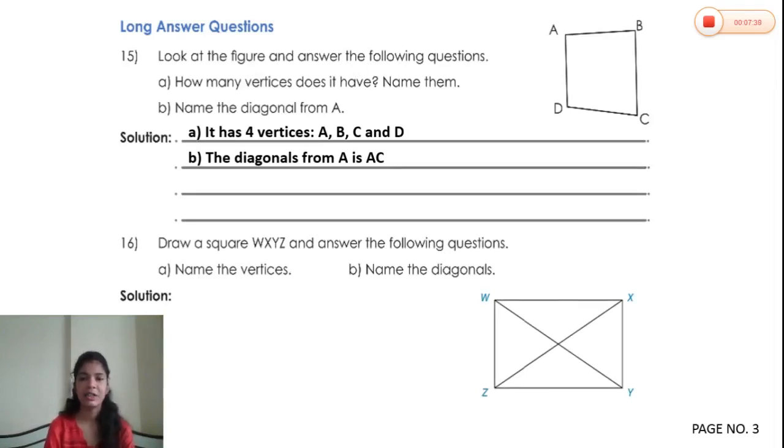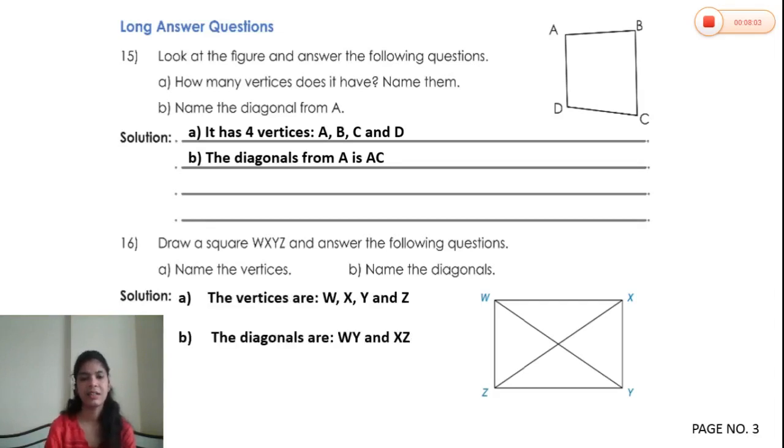Name the vertices. Students, tell me fast, what are the vertices? Yes, very good. That is W, X, Y, Z. Name the diagonals. What are the diagonals in this square? Yes, WY and XZ. See here, the vertices are WXYZ and the diagonals are WY and XZ. Now students, have you understood or not? Very good.